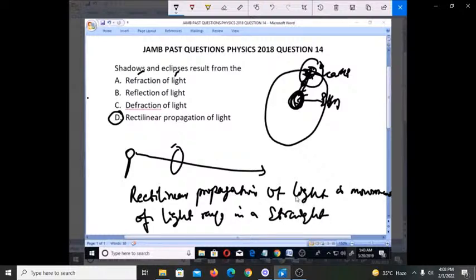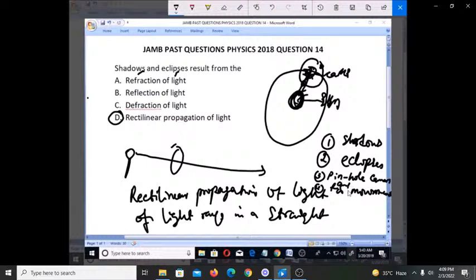And this rectilinear propagation of light causes so many things, not just the shadows and the eclipse. It is the cause of, number one, shadows. Shadows are caused by rectilinear movement of light in a straight line. Number two, eclipses. Then you also have applications like the pinhole camera, which you use in physics, also due to the rectilinear propagation of light. And finally, we have the ray box. All these are possible because of the movement of light in a straight line, which is known as rectilinear propagation of light.